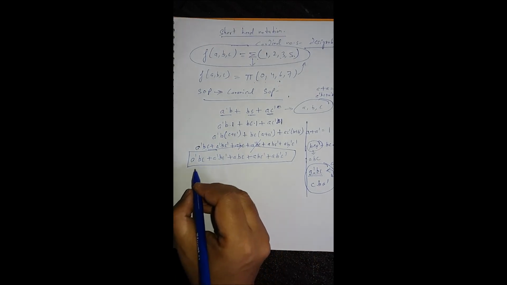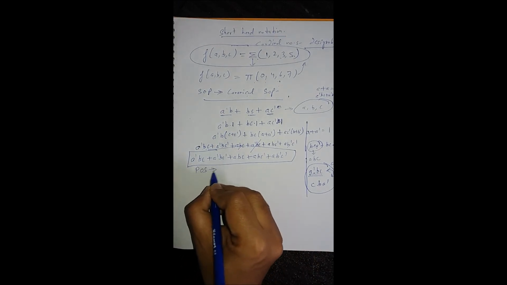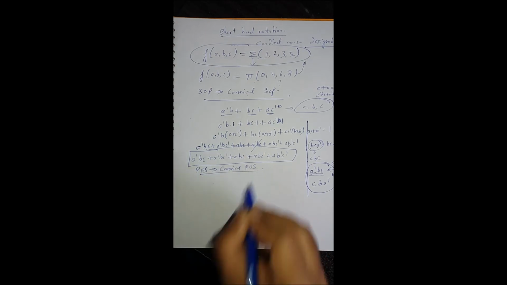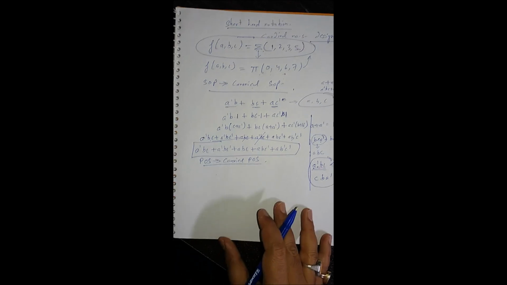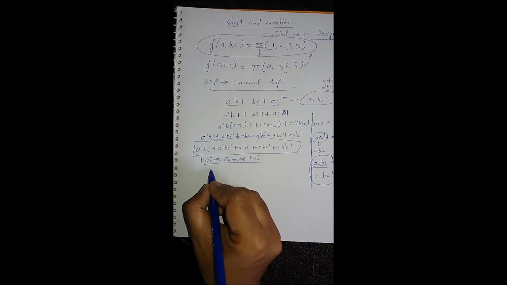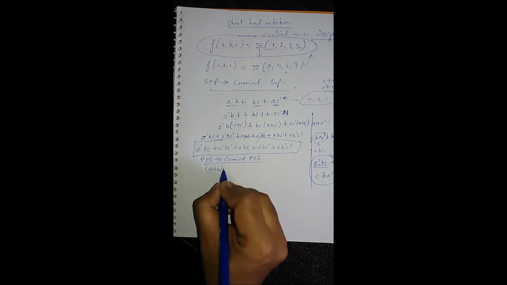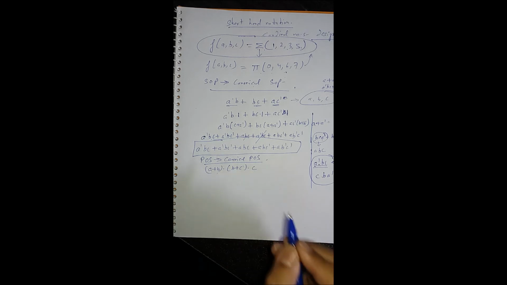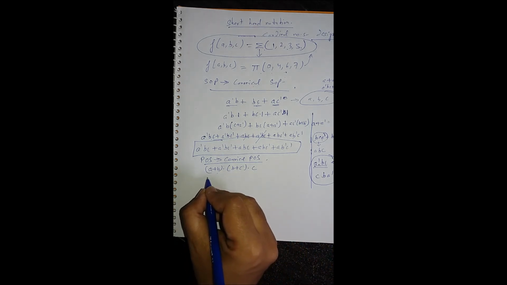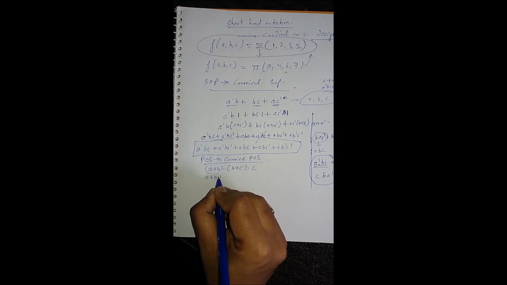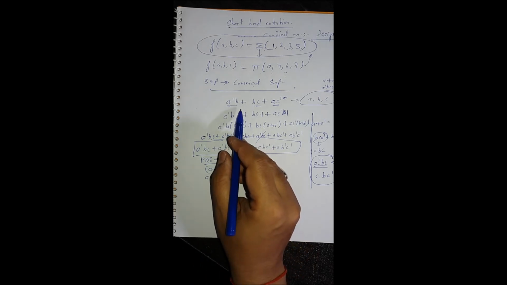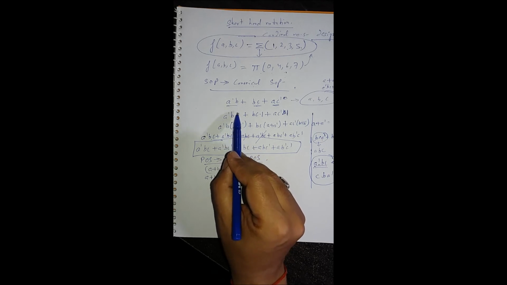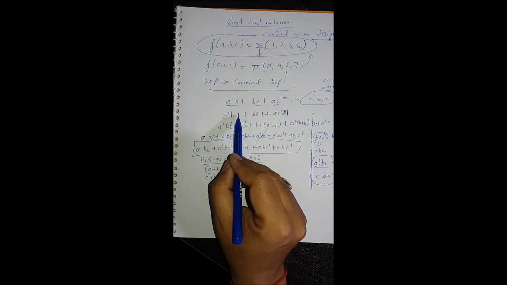Now in the same way, a question may come to convert POS to canonical POS. Now how to convert POS to canonical POS? Let's say an expression is A plus B dot B plus C naught dot C. So here we write A plus B plus... Now for canonical SOP, for converting a product to a minterm, what we did, we multiplied it by 1 for each of the missing variable.